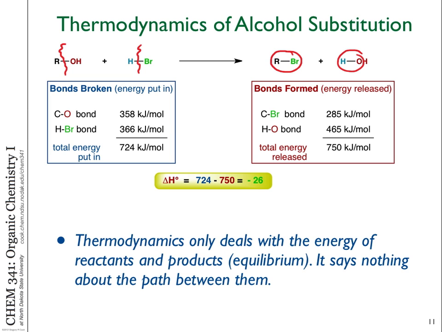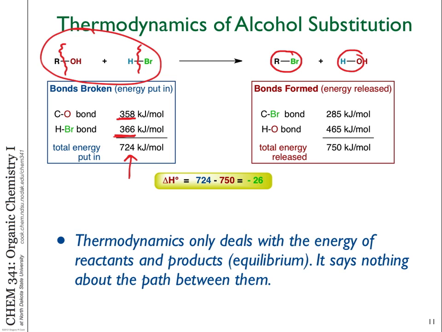Okay, so if we just calculate the differences in the bonds broken and the bonds formed in terms of the energy, you can look these up. There are tables and tables and tables of bond dissociation energies for all different kinds of bonds. So you just look up a C-O bond. It's about 350 kilojoules per mole is the bond dissociation energy for that. And an H-Br bond is about 366 kilojoules per mole. So in order to break all the bonds we need to break on the left side of this equation, we have to put in 724 kilojoules of energy for each mole of our reactants.